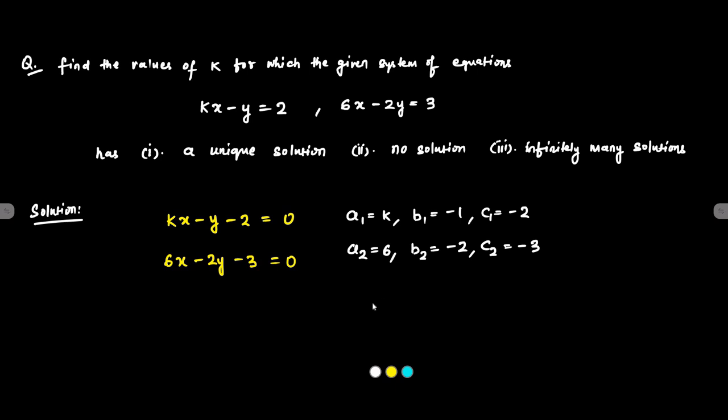Okay, now the different ratios. a1 by a2 is equal to k by 6, b1 by b2 is equal to minus 1 by minus 2, so it will be equal to 1 by 2, and c1 by c2 is equal to minus 2 by minus 3, so minus minus will get cancelled, so it is 2 by 3.